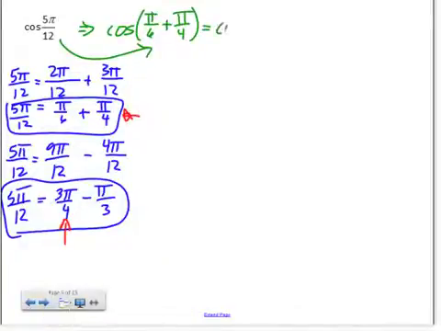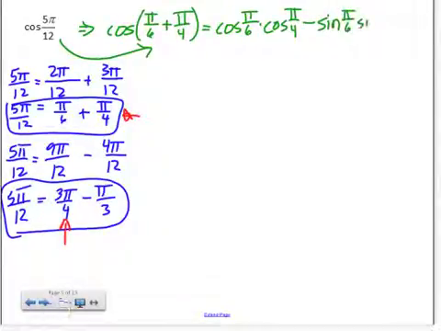Now we write out the formula. Go ahead. Cosine of pi over 6 times the cosine of pi over 4, minus, C for change the sign, the sine of pi over 6 times the sine of pi over 4.